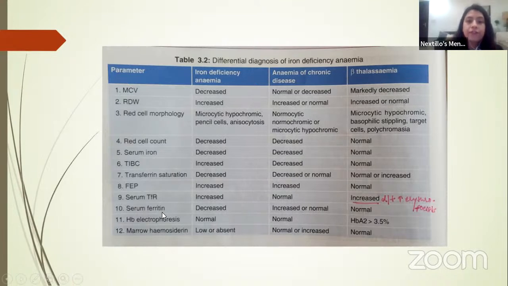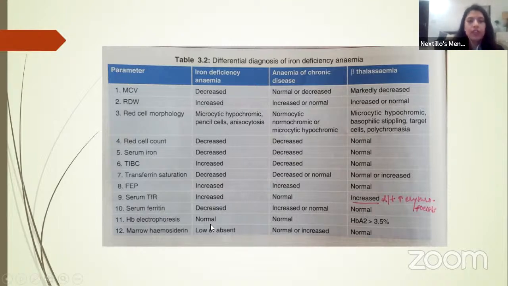Then serum ferritin, which is the storage form, will be decreased in iron deficiency anemia, obviously. It can be increased to normal because in chronic disease, the cell is absorbing the normal amount of iron, but it's just not releasing it to the bloodstream. So it can be increased or normal in anemia of chronic disease. And in beta thalassemia, serum ferritin is absolutely normal.